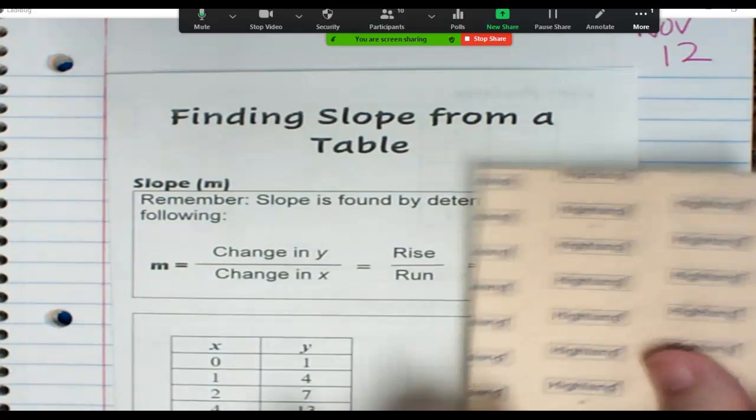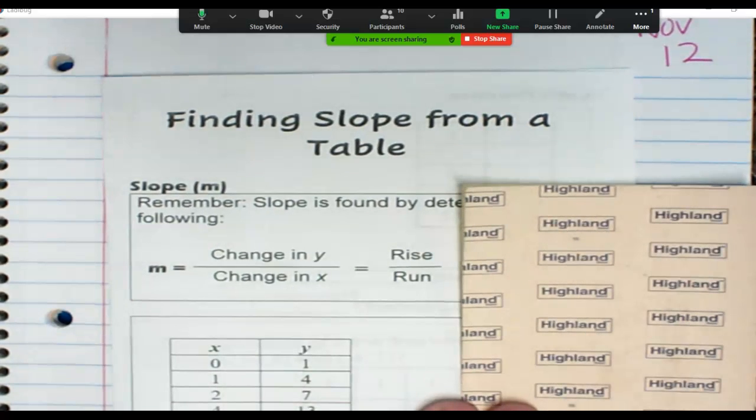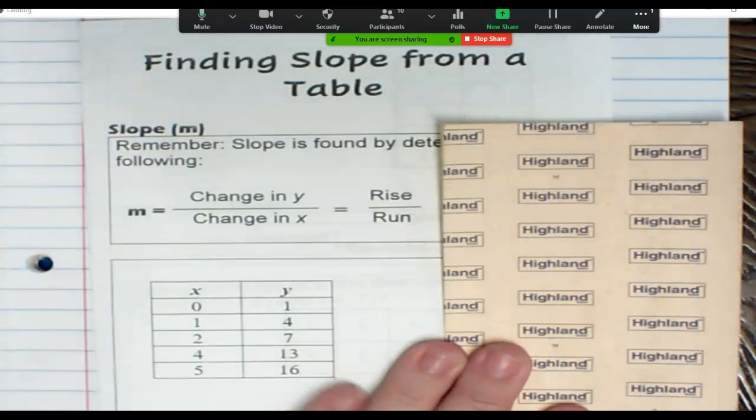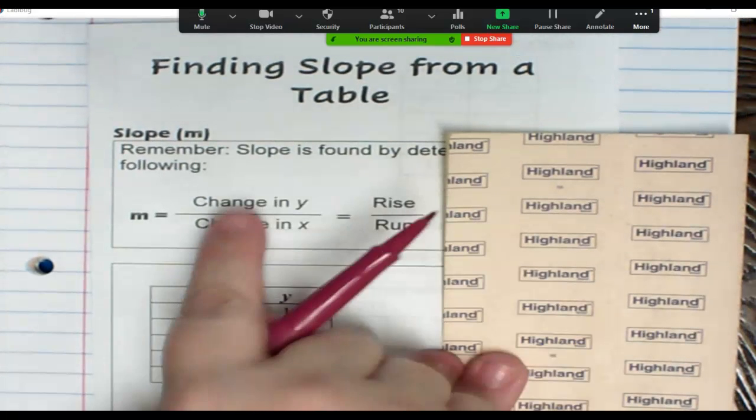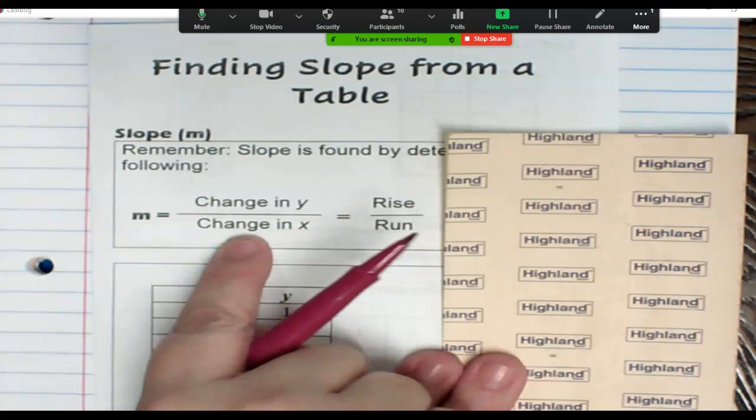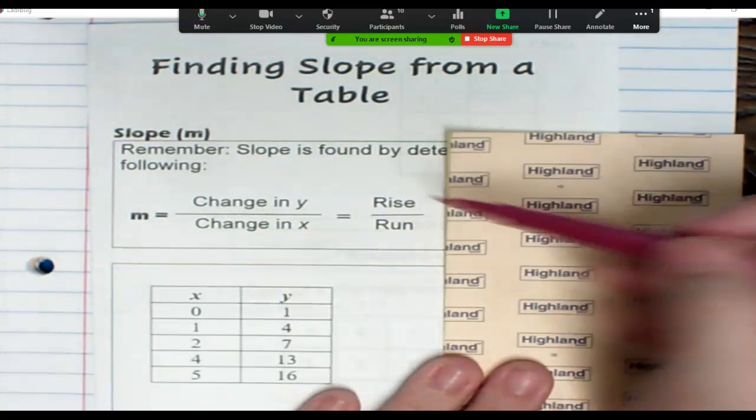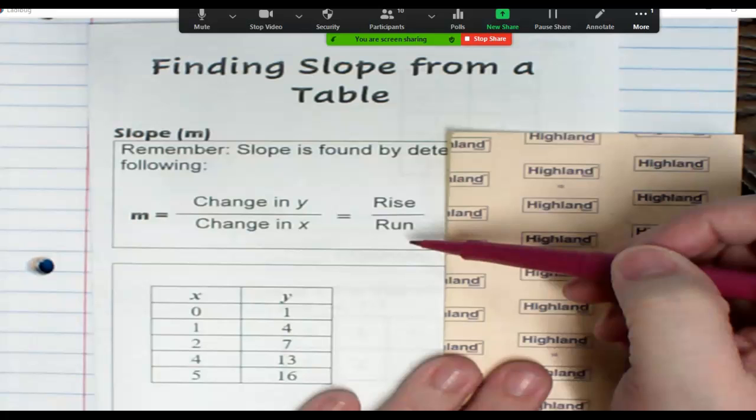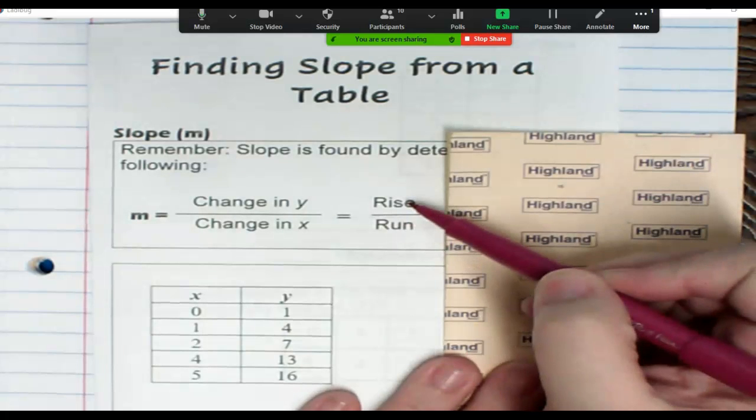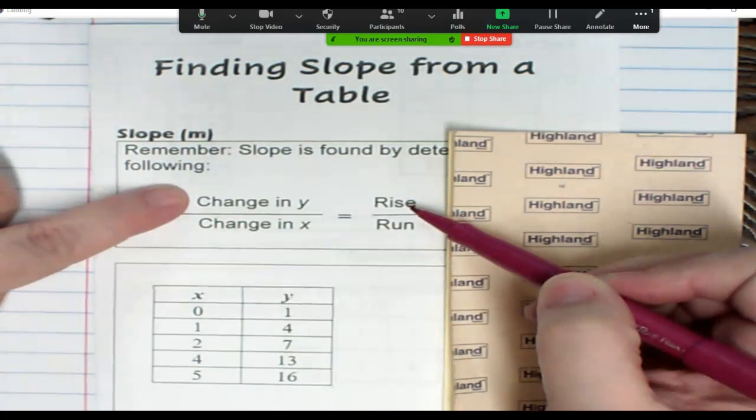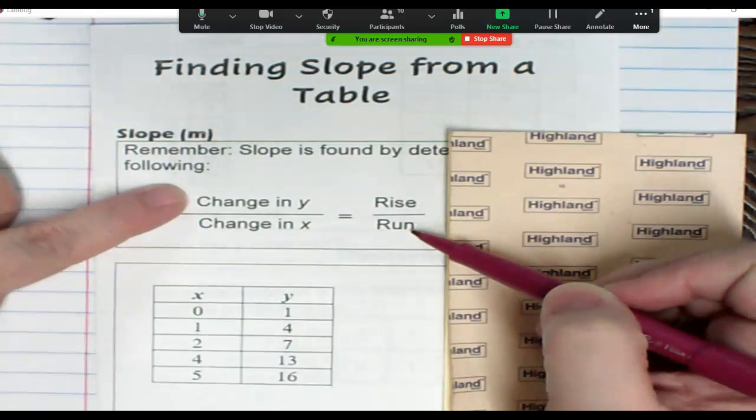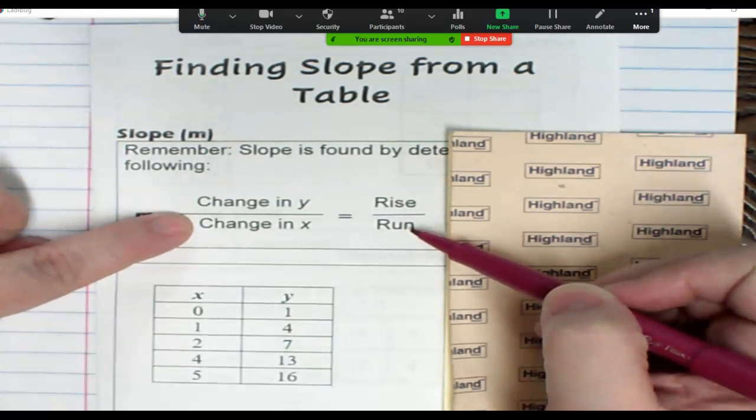All right, I'm going to cover this up for a minute. We learned earlier this week that I could find the change in a y value, the change in x values, when we're using a graph by the strategy of rise over run. Remember, rise represented my vertical change, the change in the y. Run was the horizontal change, change in the x.